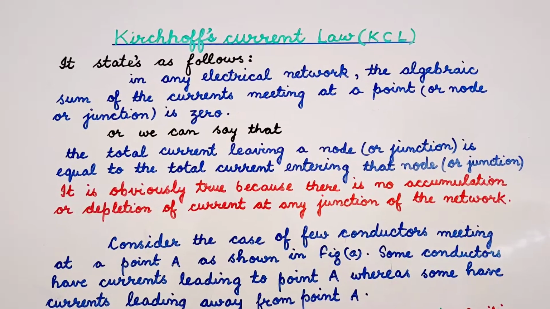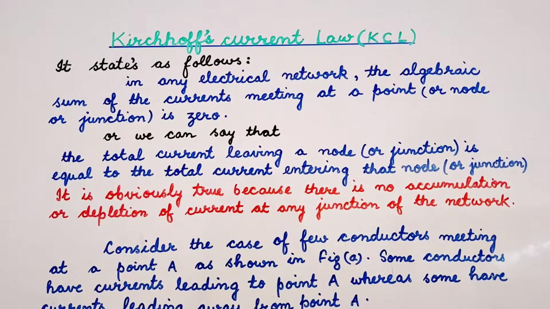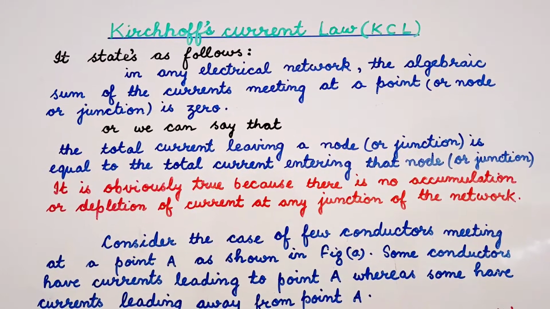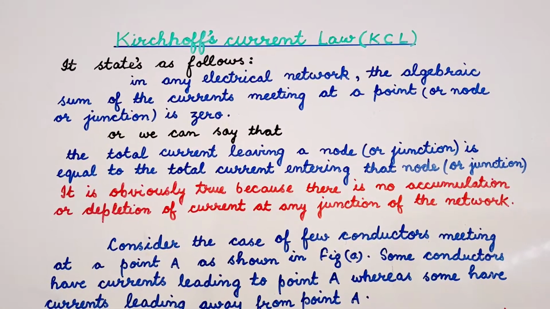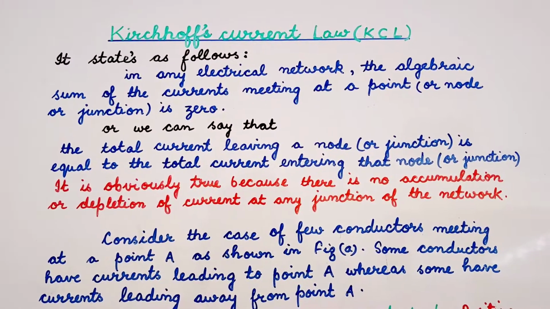The two Kirchhoff's laws are Kirchhoff's current law, which is written in short as KCL, and Kirchhoff's voltage law, which is also written in short as KVL. In this lecture, we will be discussing Kirchhoff's current law, or the KCL.